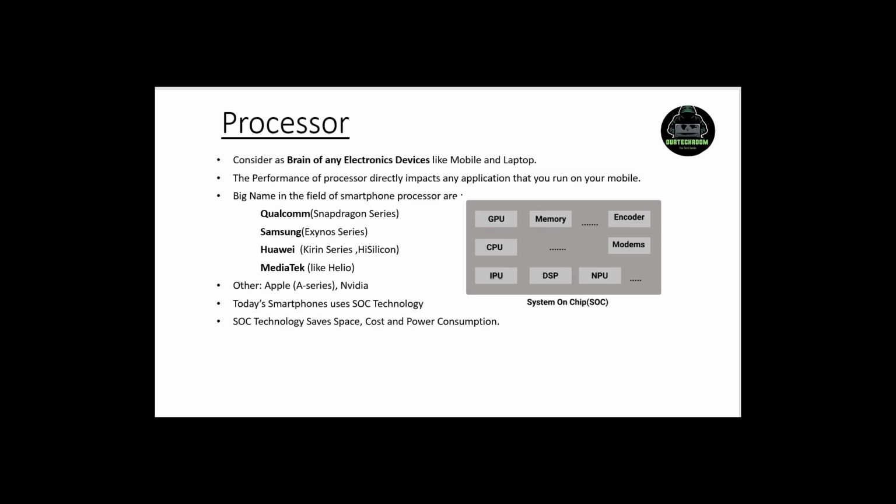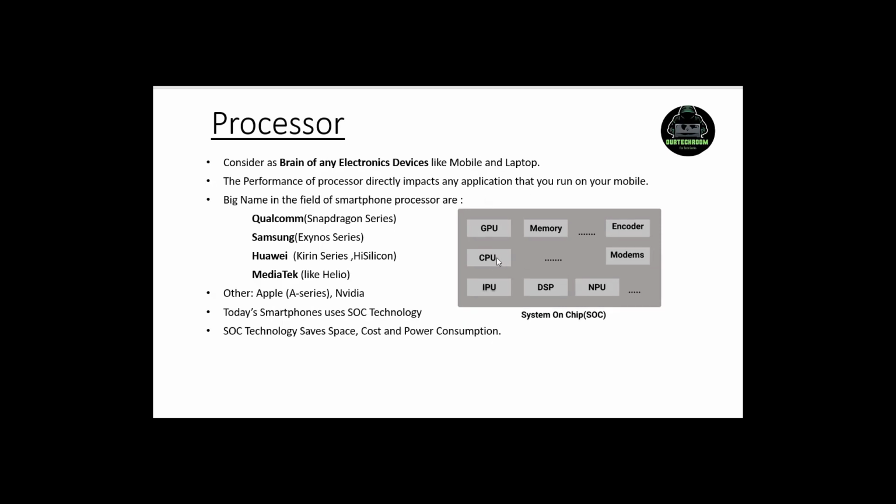Today's smartphone technology uses SoC technology, which stands for System on Chip. In this SoC technology, most complex multiple processing parts like CPU, central processing unit, GPU, graphics processing unit, IPU, image processing unit, DSP, digital signal processing, memory, neural processing unit, video and audio encoders, and modems are all integrated into a single chip and are soldered into the main board. SoC technology saves space, cost, and power consumption. Because of the small size of a mobile phone, most of the parts are integrated in a single chip.